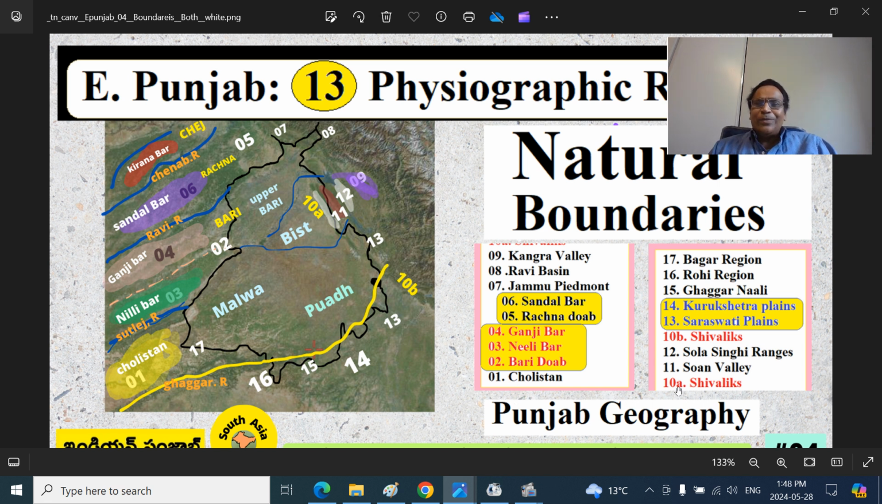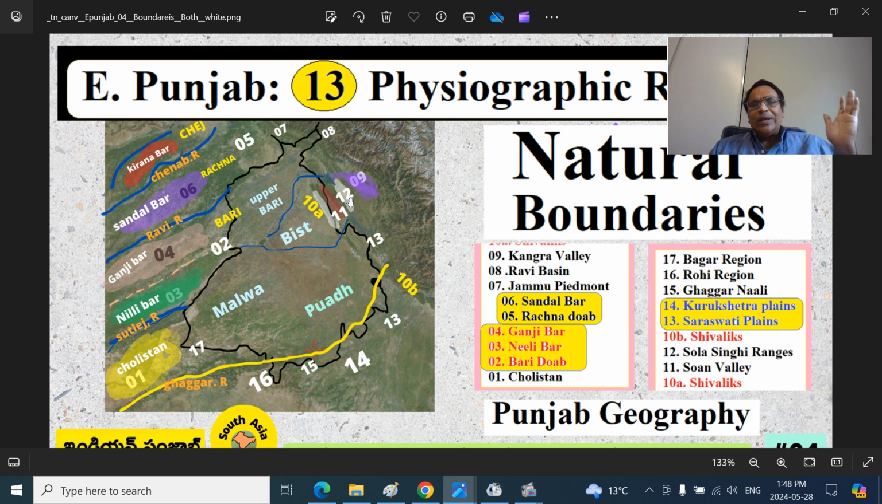Then we start with 10. Of course, you have the Siwaliks, 10. I don't know why I put 10A as Siwaliks. Oh okay, 10A is Siwaliks. This region, 10B, is also Siwalik, south of Sutlej, north of Sutlej between Beas. I have not shown 10B; I should have put it there. Next we have the Soan Valley. We have the Siwaliks here.